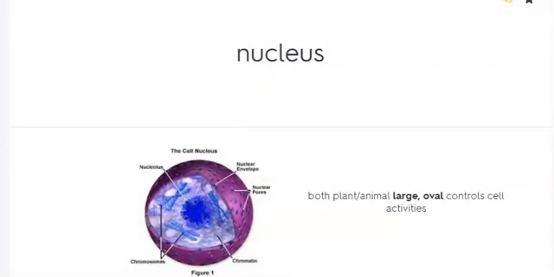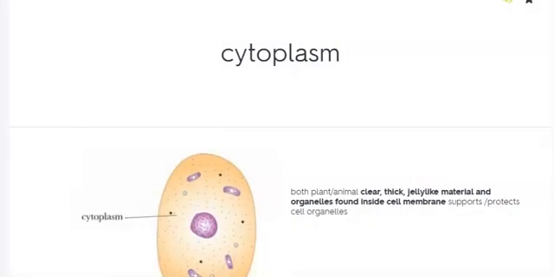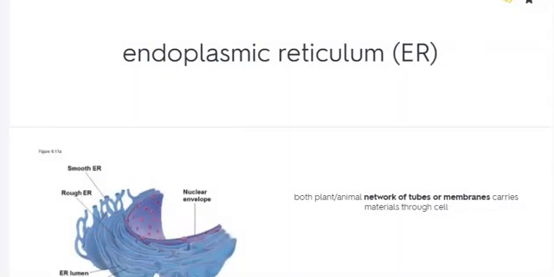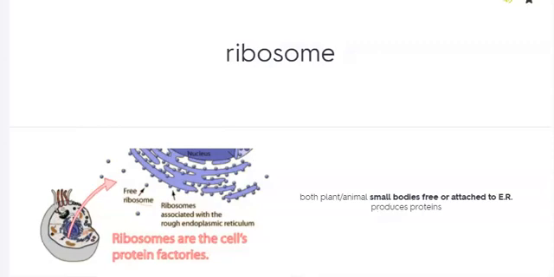Nucleus, both plant and animal. Large oval, controls cell activities. Nuclear membrane, both plant and animal. Surrounds nucleus. Selectively permeable, controls movement of materials in and out of nucleus. Cytoplasm, both plant and animal. Clear, thick, jelly-like material and organelles found inside cell membrane. Support/protect cell organelles. Endoplasmic reticulum, both plant and animal. Network of tubes or membranes carries materials through cell. Ribosome, both plant and animal. Small bodies, free or attached, produce proteins.